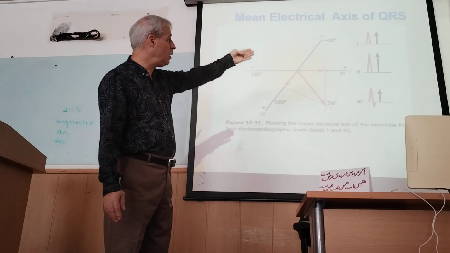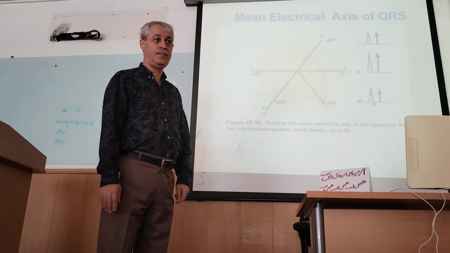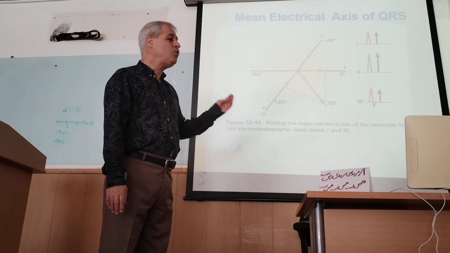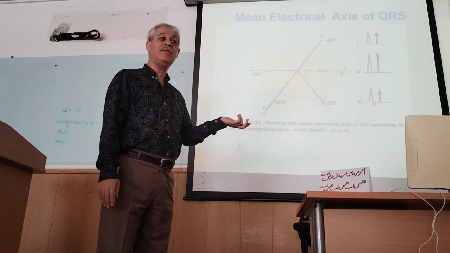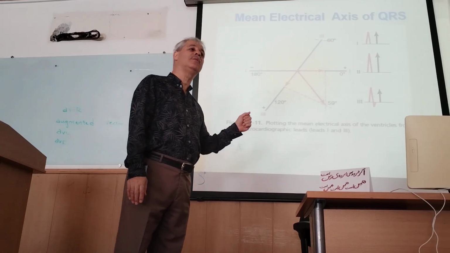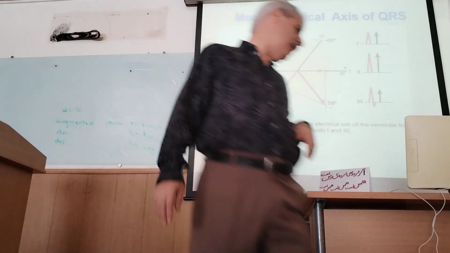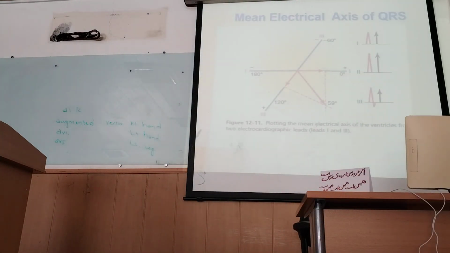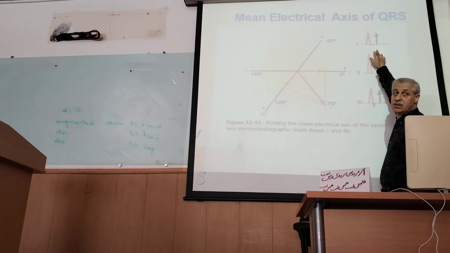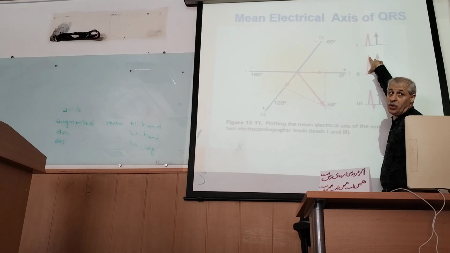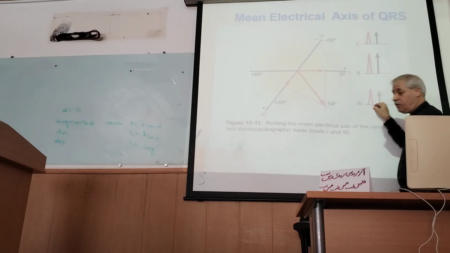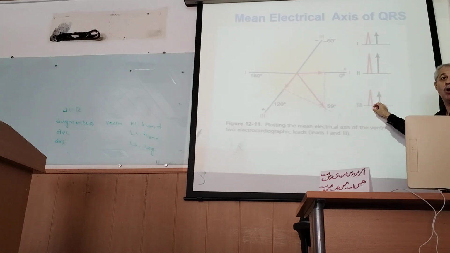See, we have lead 1, lead 2, and lead 3. We should calculate the positive and negative deflection in each lead. See, we have a zero line. This is the zero line in each lead. We should measure the positive part and the negative part of the QRS complex in each respective lead.